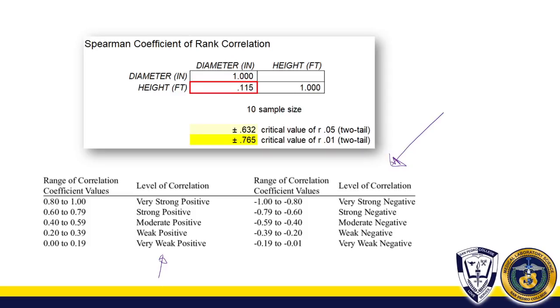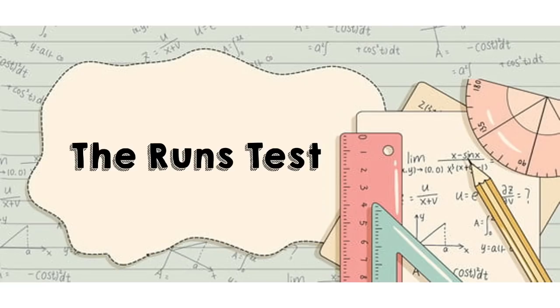So please do not forget that for correlation, Spearman rank, or Pearson r, there should really be two things in your conclusion: the decision as to whether to reject or not your null hypothesis, and the level of correlation. Okay. So now we proceed to the second part, which is our runs test.